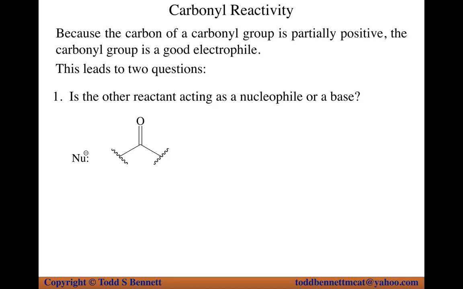So if it's a nucleophile, then it will just simply attack the delta plus carbon and push the bond up. So it's something we've definitely seen. That'll come up and that'll form your tetrahedral intermediate.